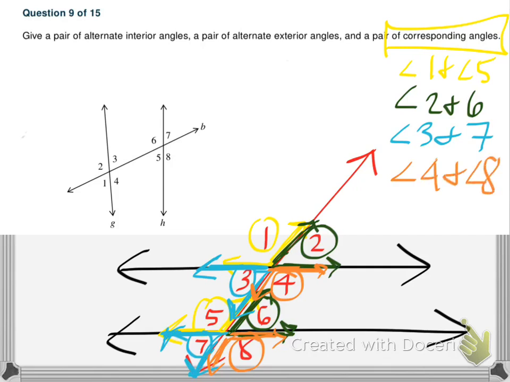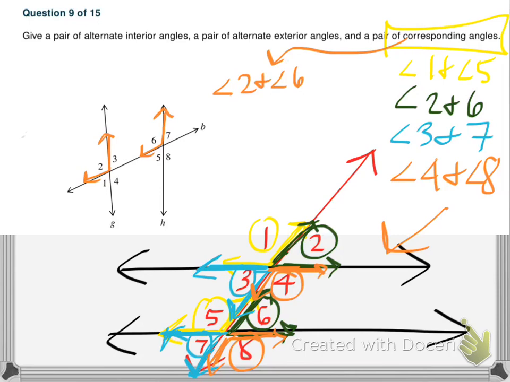Let's take a look at the example that was given for you to select as your final answers to turn in for this problem. As we look at these parallel lines, if I trace angle 2, angle 2 appears to look just like angle 6, so you can give answers of angle 2 and angle 6. Let's see if we can find another pair.